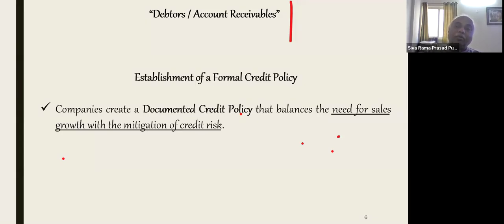Establishment of formal credit policy. Suppose you have handled one IRP, the CIRP cases. In the balance sheet, nearly 100 crores of debtors are there. How will you realize them? Debtors means nothing physical, only the credit sales. Like plant and machinery, building and land, the title deeds are available with the company. But for debtors or account receivable? No.